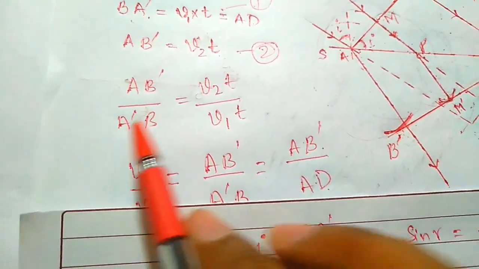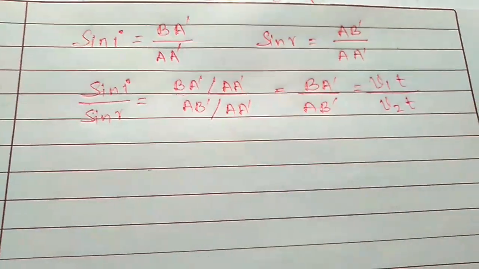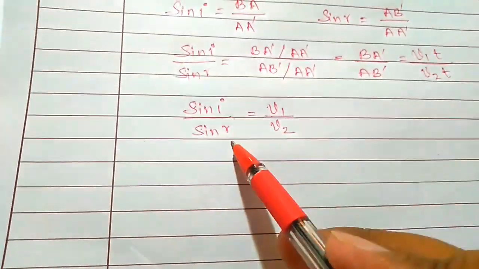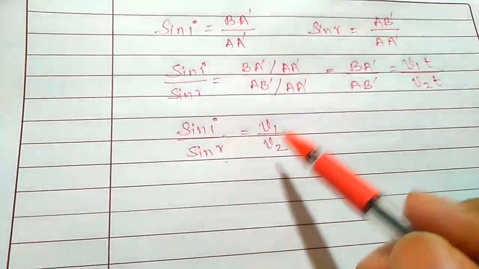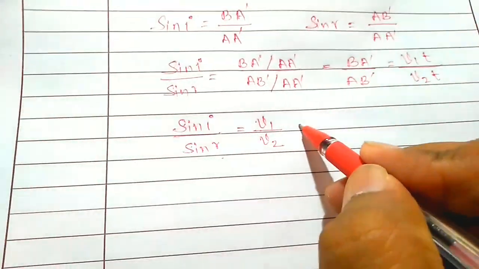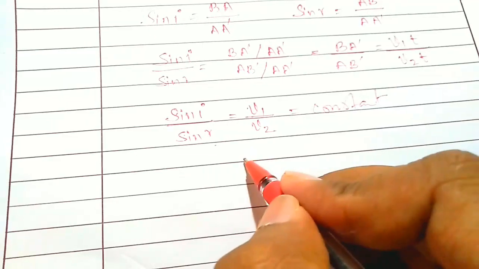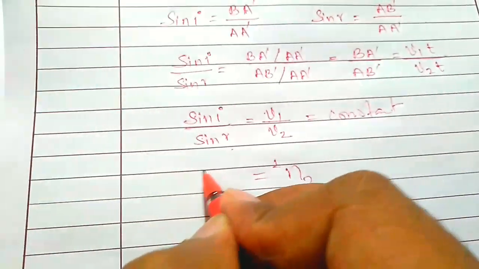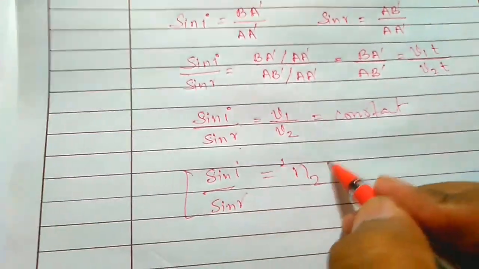So see here, what is BA'? BA' is v1t and AB' is v2t. Let's fill the value. After filling the value, t will be cancelled. So we got sine i by sine r is equal to v1 upon v2, and we know that for two different media, the ratio of velocities is a constant quantity, and this is the refractive index. We have proved this, medium 1 to medium 2, sine i by sine r. This is proved, this is Snell's law.